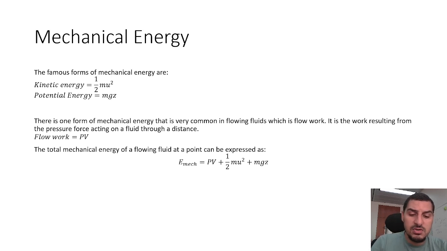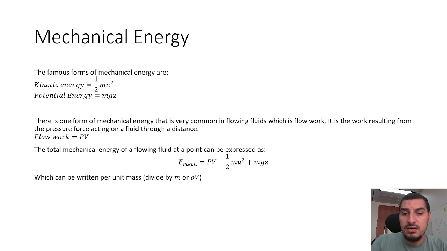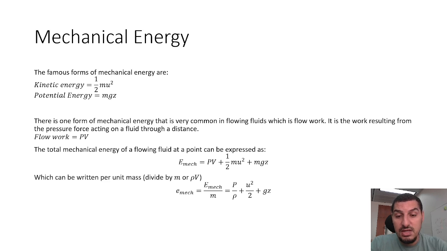We can put it in terms of the specific energy, or specific mechanical energy, which is the energy per unit mass. If you divide this whole equation by m, or rho V, it's going to be P over rho plus u squared over 2 plus gz. This is the form that sometimes we like to use for the mechanical energy.